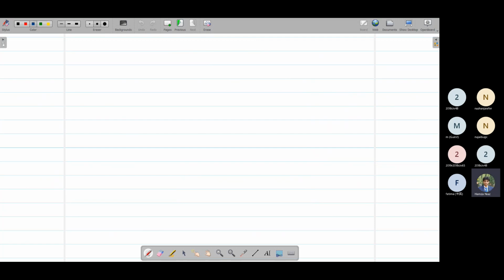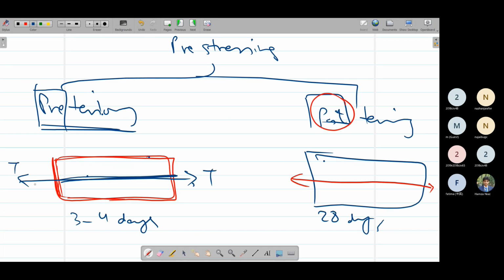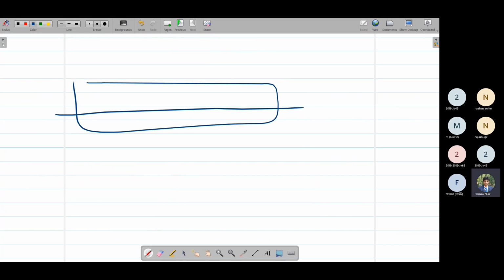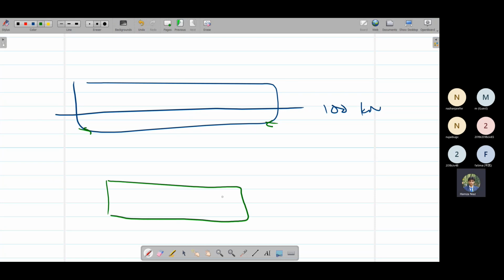So after we stress the wires and we release them, obviously some portion of the stressing force would be lost. For example, if we have stressed the wires to almost 100 kilonewton tension force, if we release them, some part of the concrete will behave elastically and shrink, and somewhere the steel bar will slip from the concrete. So some part of this pre-stressing force would be lost after we release it.